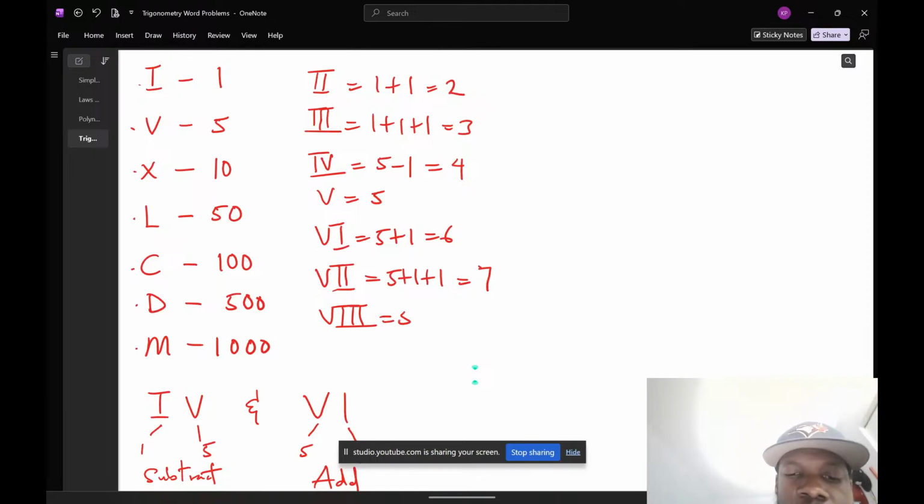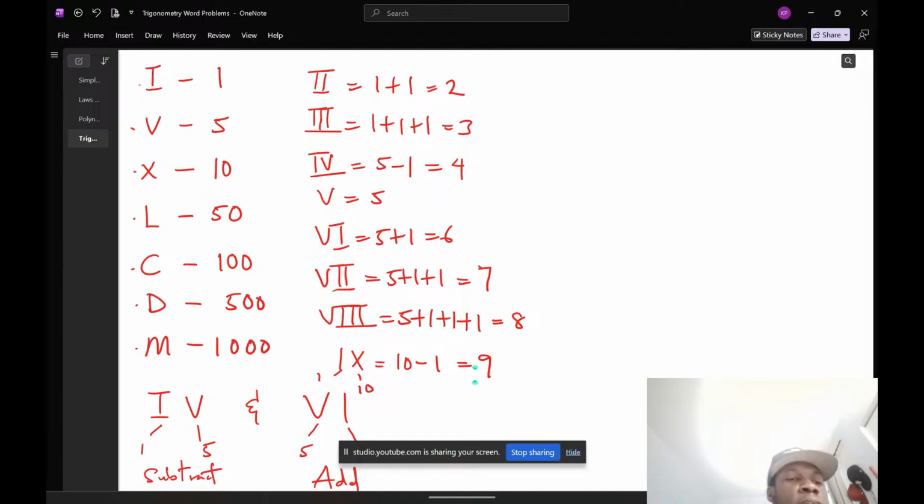So that's 5 plus 1 plus 1 plus 1, so that will give us 8. And also we have X, which is 10. So IX is 9. This is 1, this is 10. And I said that when a smaller Roman numeral is written before the bigger Roman numeral, you subtract from each other. So that will be 10 minus 1. That will be 9, which makes IX to be 9.